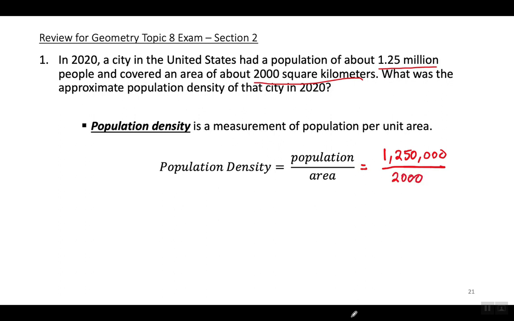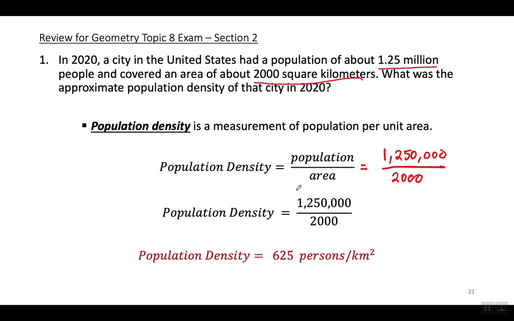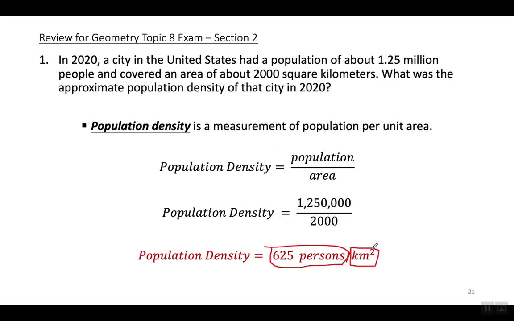All right, so you just divide those two numbers, and that'll give you the answer, which tells you there's 625 persons per square kilometer. All right, when you divide this, it's telling you that for every square kilometer in this city, there's approximately 625 persons. All right, that's the formula for population density. Again, it's measuring how many people in a given unit area, in this case, per every square kilometer. We're going to have more questions on density and population density later on in section 2.